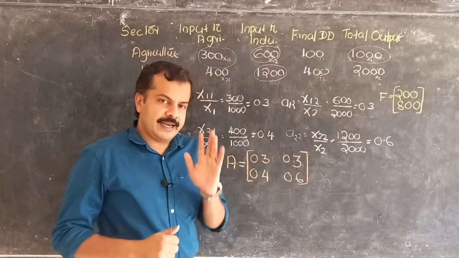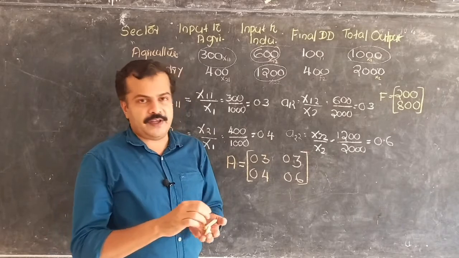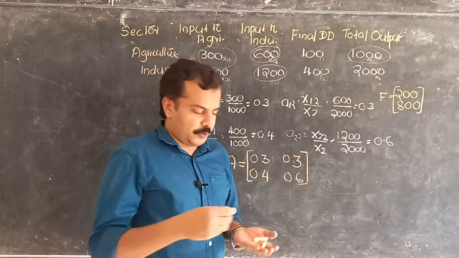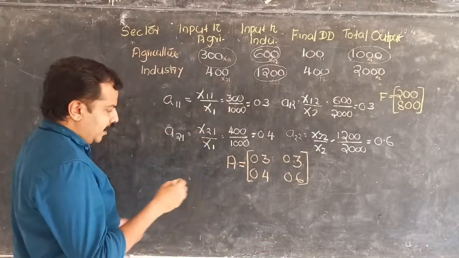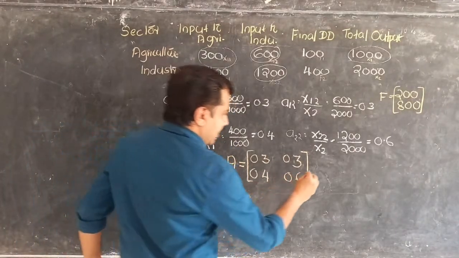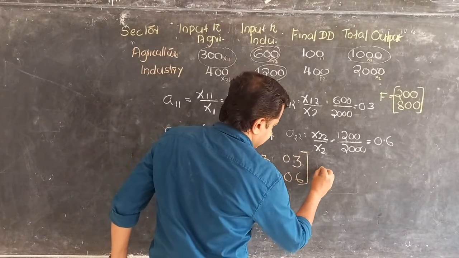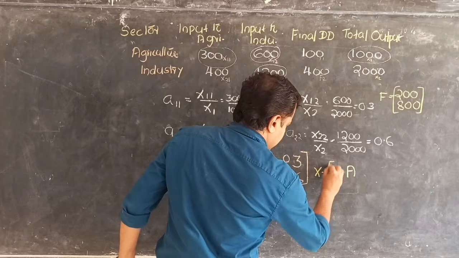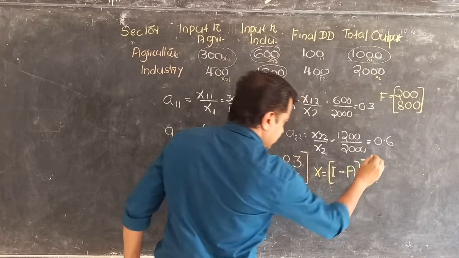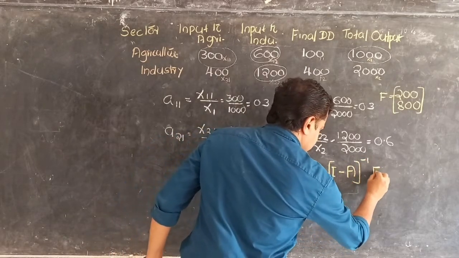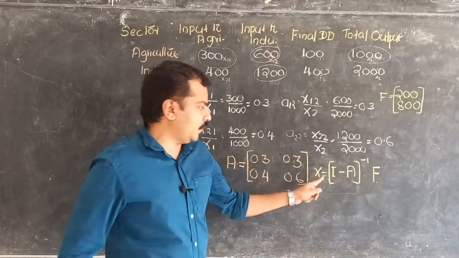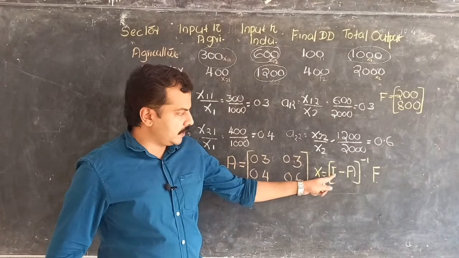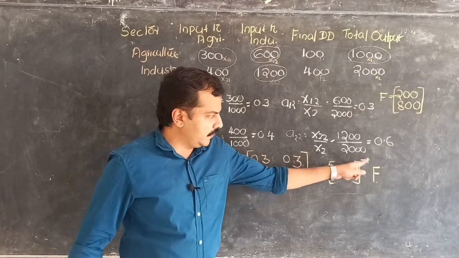Now the next step is we need to apply the formula to find out the gross output. We already saw that the formula for calculating the final output is X equal to (I minus A) inverse into F. This is the formula for calculating the gross output, where I is an identity matrix.